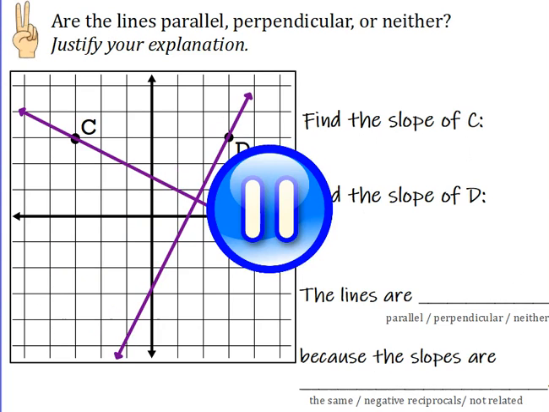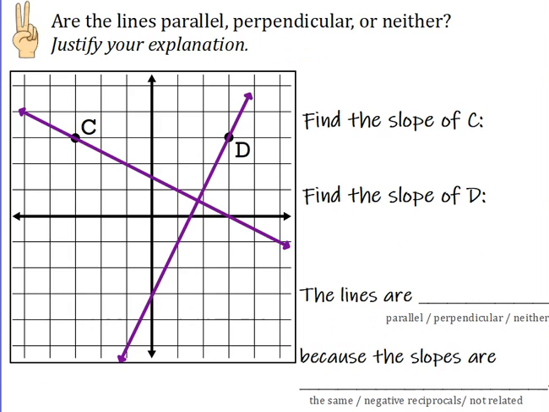What about this example? Pause the video, try it, come back, see my solution. Let's determine if these lines are parallel, perpendicular, or neither. Well, they definitely don't look parallel, but let's see if they're perpendicular. If I look at line C, I can see that line C from point to point moves down 1 over 2. So it has a slope of negative 1/2.